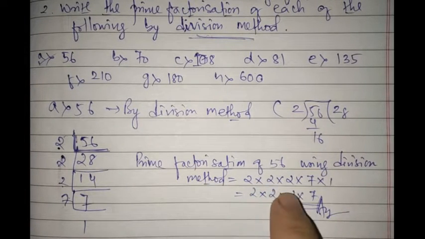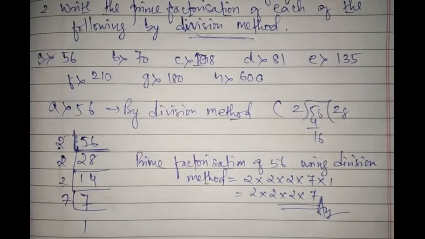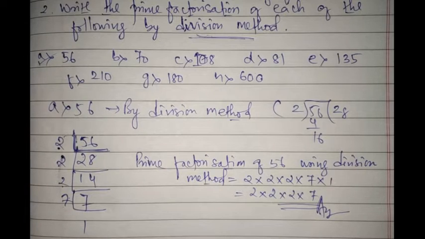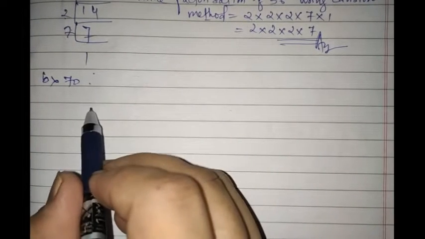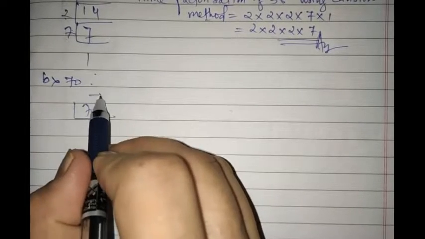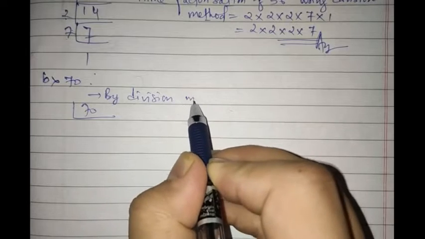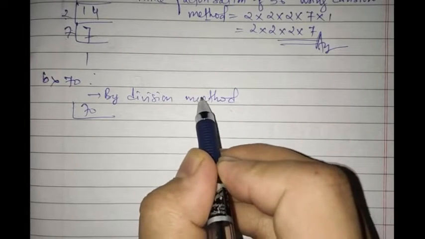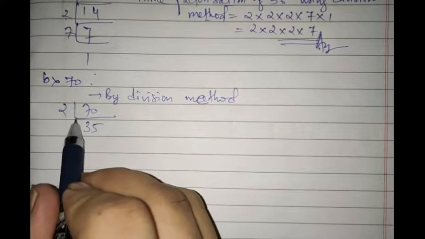2 into 2 into 2 into 7. So what are the factors you saw? What prime numbers? 2 into 2 into 2 into 7. Okay, similarly we'll find the prime factorization of number B also using the division method. So part B we have 70. Okay, so you have to use the division method. You will use the smallest prime number, that is 2, right? So 2 3s are 6, 1 2 5. 2 into 35 is 70.